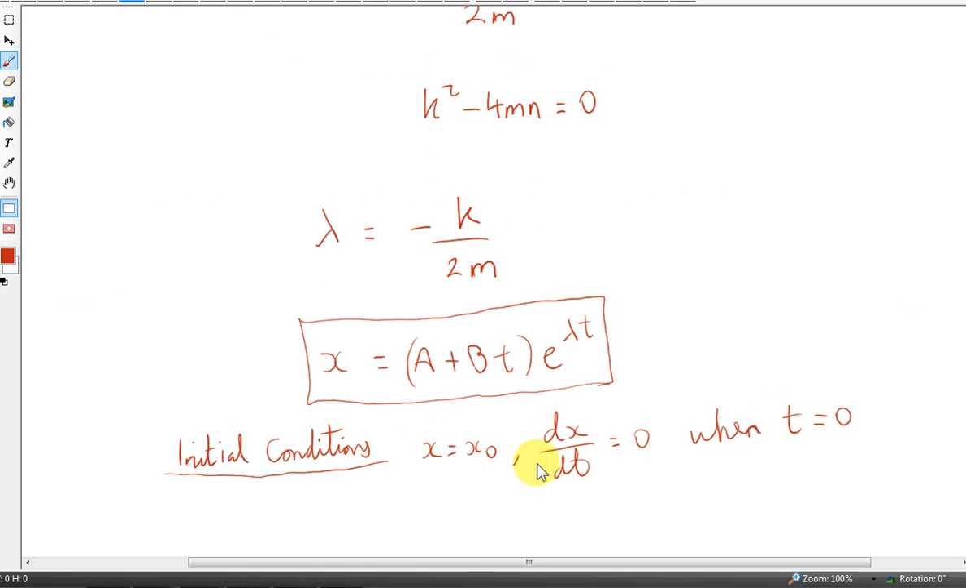Here are the initial conditions for the problem, and we're going to plug these in. So when t is naught, x equals x naught. So we replace x with x naught. We replace t with naught, so that term goes out. And e to the power of naught is 1. So we get x naught equals a.